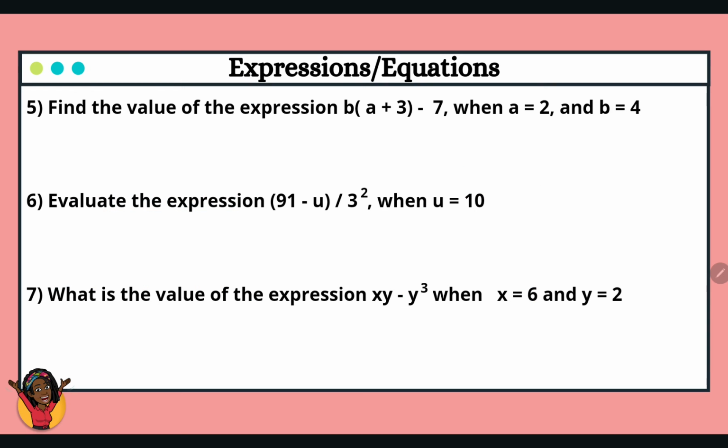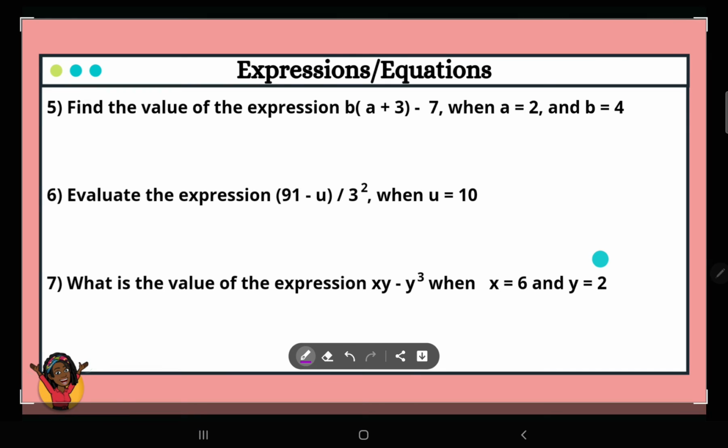Here are some additional expressions that require multiple steps. Find the value of the expression b times a plus 3 minus 7 when a equals 2 and b equals 4. Okay, so I'm going to replace my b with the number 4. My a is 2 plus 3, and then minus 7.